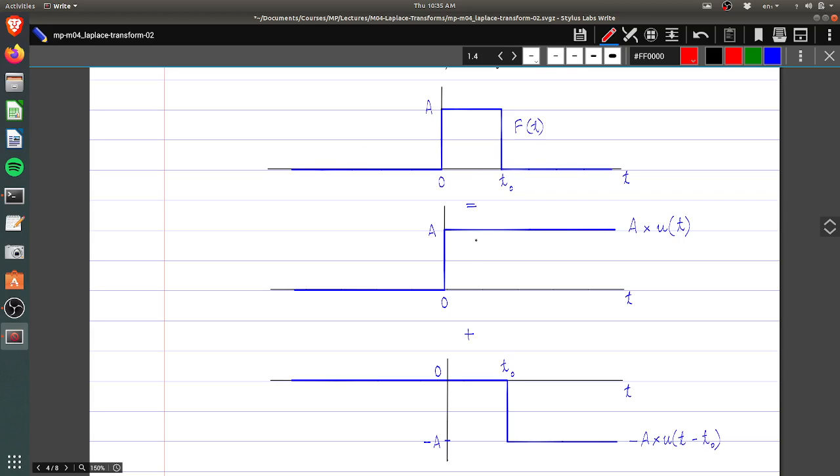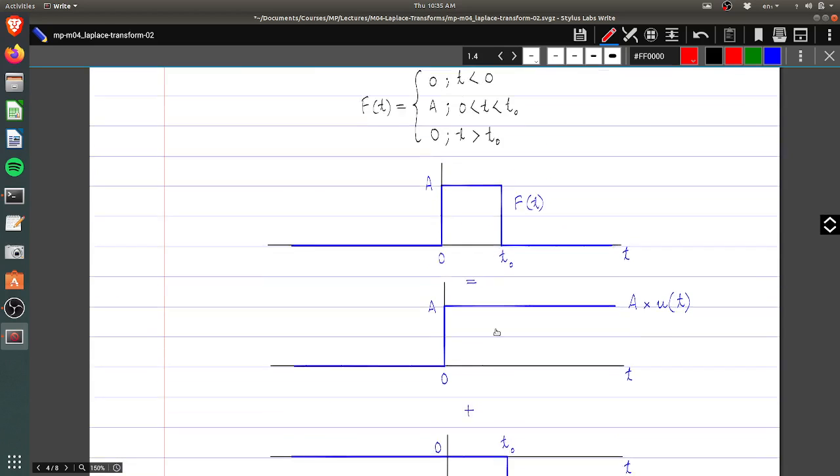In this region, here the value is a, and here the value is 0. So a plus 0 is going to give us a. In this region we have an a here, and here we have a minus a. So this a plus a and minus a will cancel out and we'll again get 0. So you can see that if I just add these two functions together, I'll get the unit square pulse.